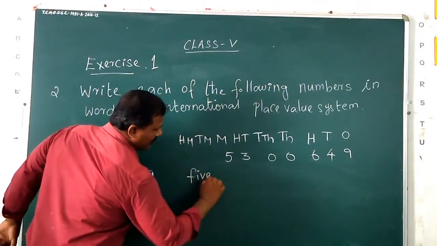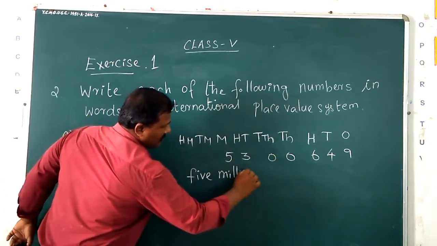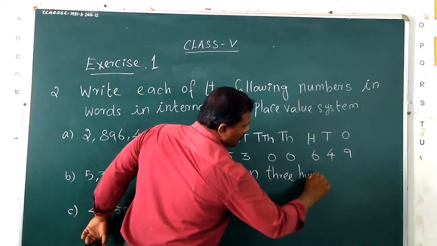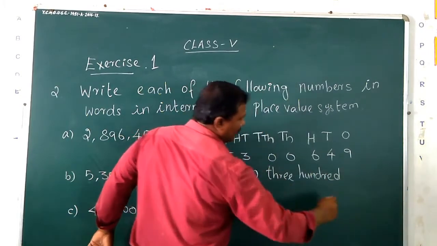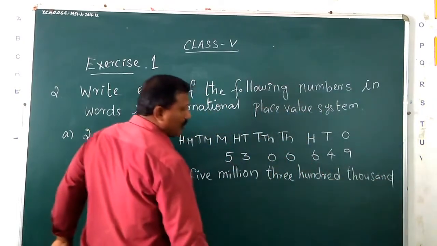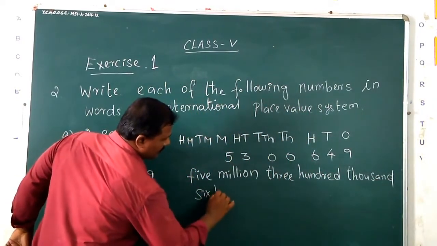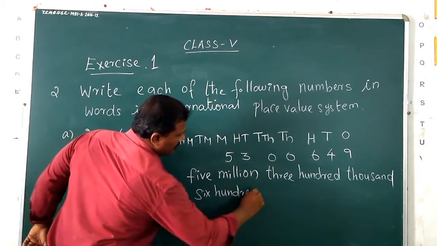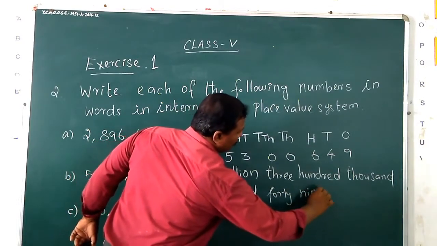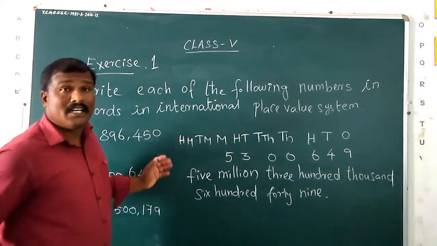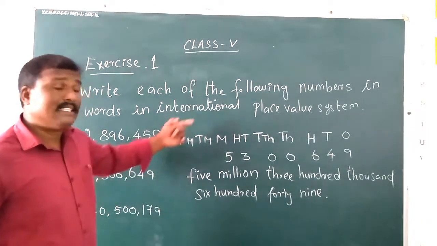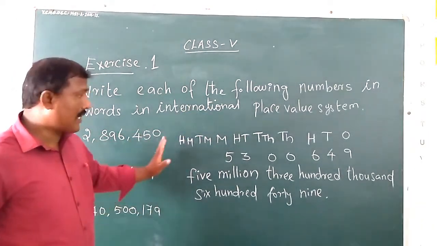So how to write? 5,000,000, 300,000, 649. So this is the word form of the given number as per the international place value system. Okay, I hope you understand.